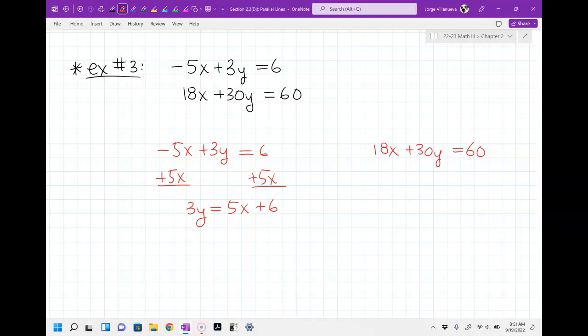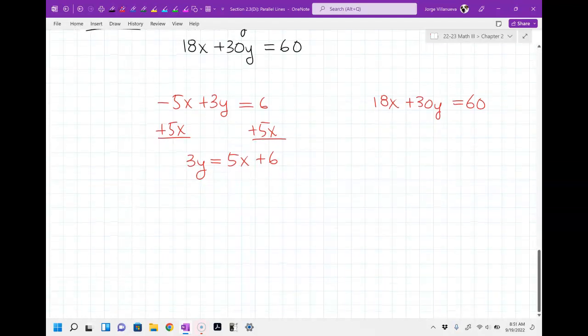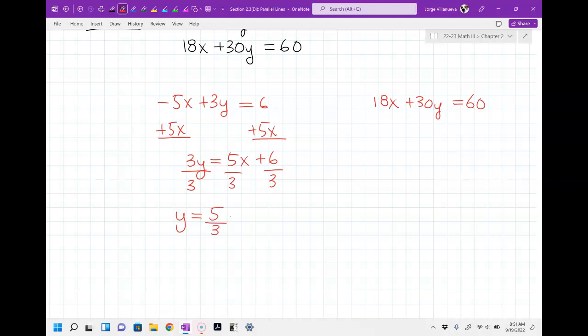What's my last step to get y by itself? Yeah, I got to divide by 3. So if I'm dividing by 3, this is what it's going to look like. y equal to 5/3 x plus 2. Okay? So this is my answer for one equation. y equals 5/3 x plus 2. So what's my slope? 5/3. All right, so that was easy to spot. All right, let's move to the other one.